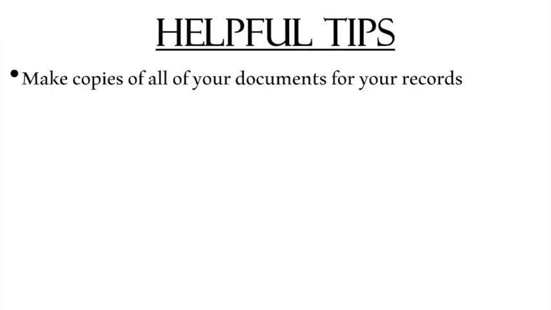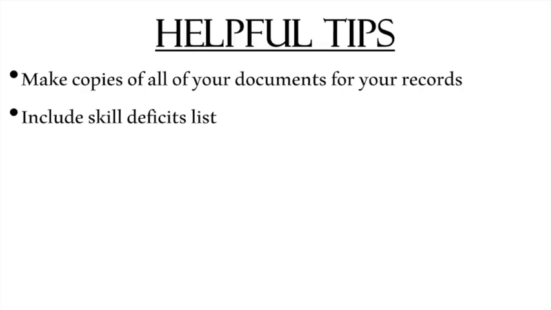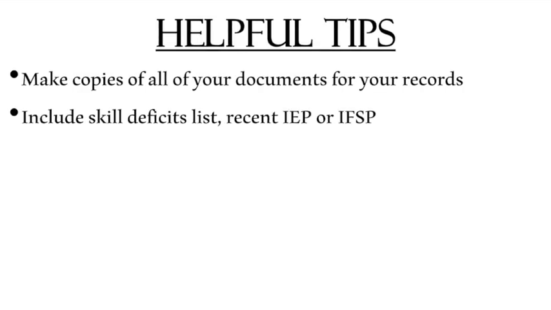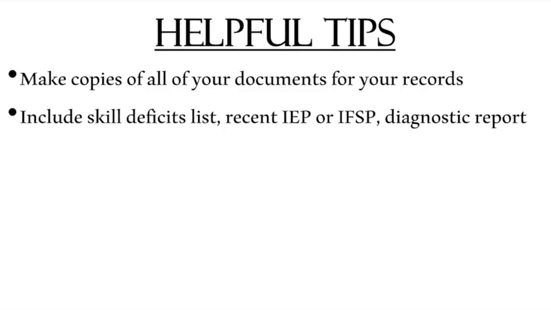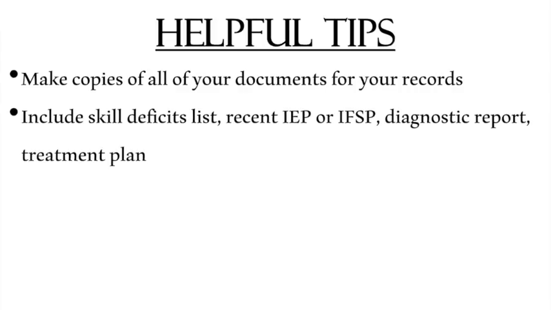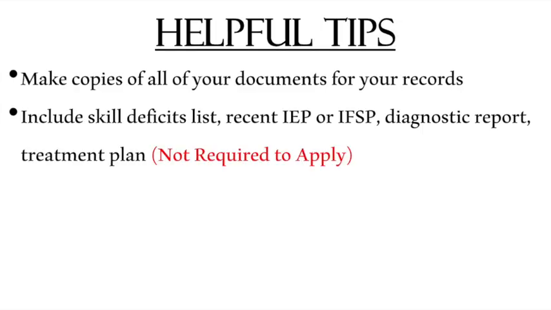It is a good idea to make yourself a copy of all of your forms before mailing them to keep for your own records. In addition to mailing the 3 required forms, you can include a list of skill deficits, a recent IEP or IFSP if your child attends or has attended school, a diagnostic report from when your child was diagnosed with a developmental disability, and/or a treatment plan from an ABA center. These additional pieces of documentation are not required to apply. You only have to send the 3 waiver forms.